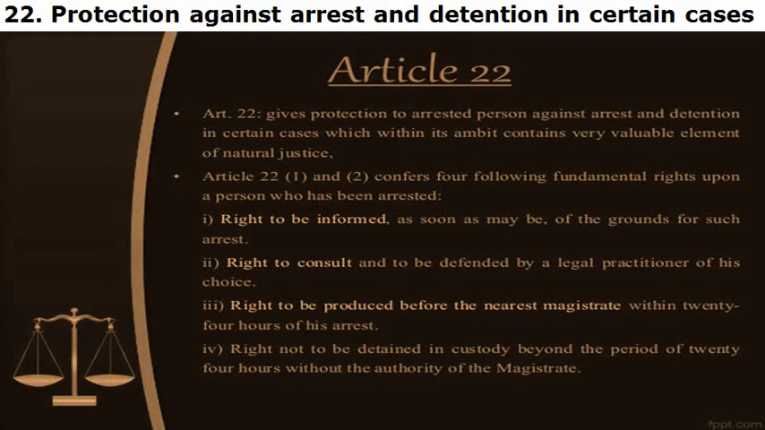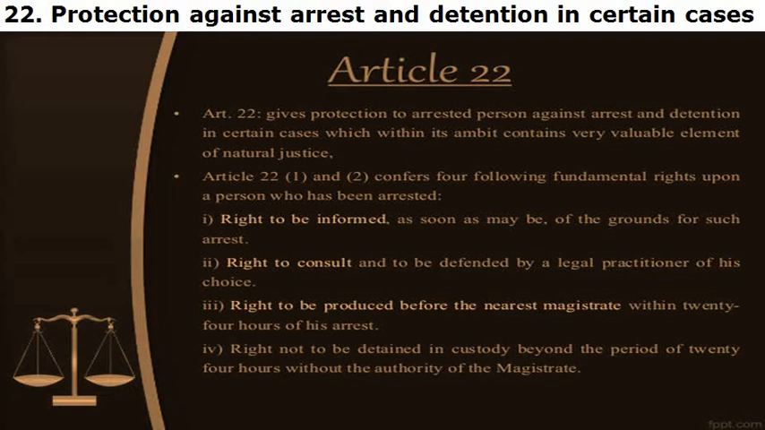Article 22(1) and (2) confer the following four fundamental rights. First, the right to be informed as soon as may be of the grounds for such arrest. That means if you are getting arrested, you have to know why you are getting arrested. That is covered in Article 22(1), the right to be informed. Then the right to consult and to be defended by a legal practitioner of his choice.